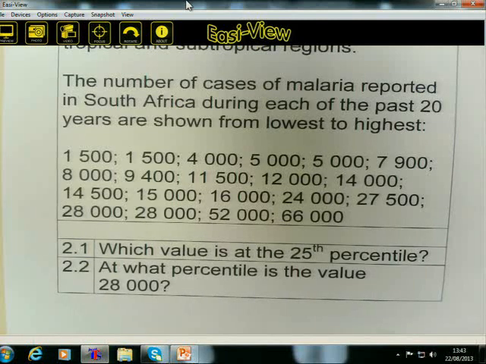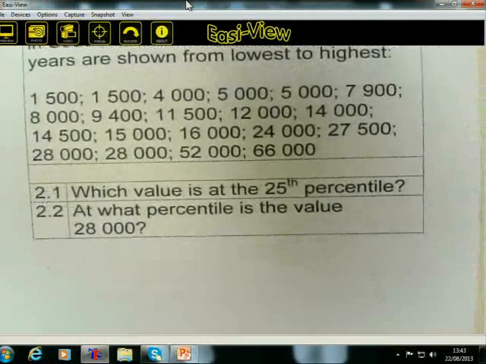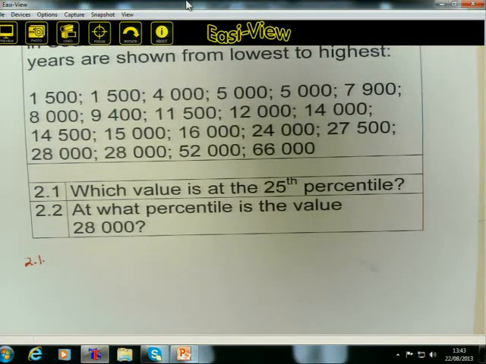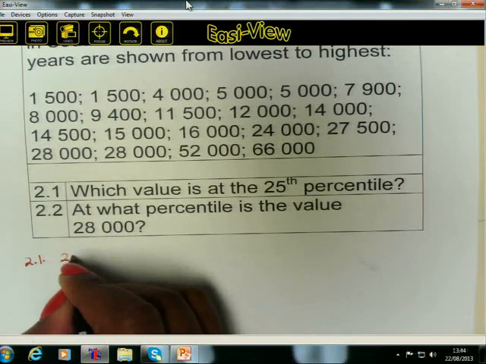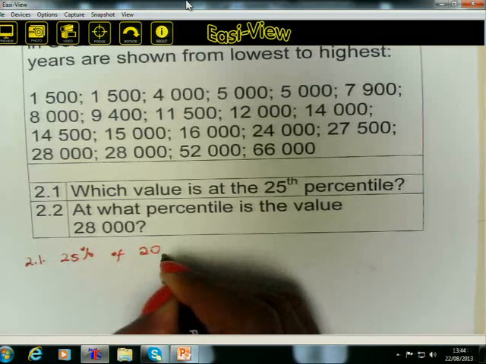Okay, grade 12s, I hope it wasn't difficult for you to do those two questions. All right, let's look at 2.1. It says, which value is at the 25th percentile? Remember, we have how many values? If you count those values, we have 20 values. It means we must look for 25% of 20 values.